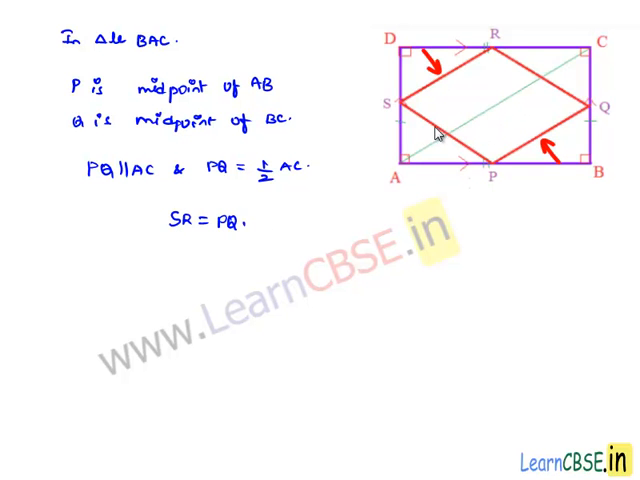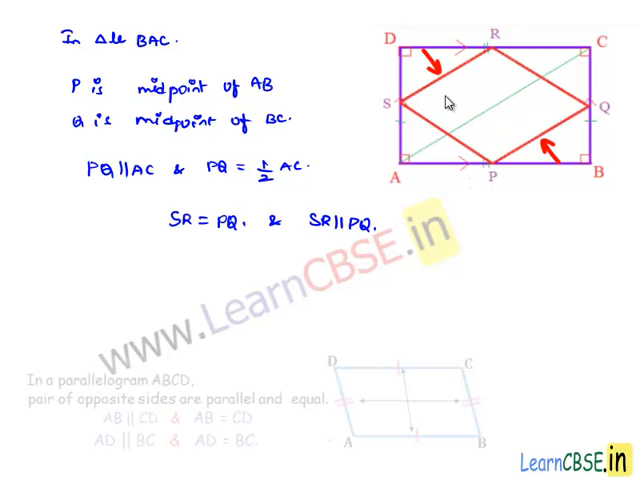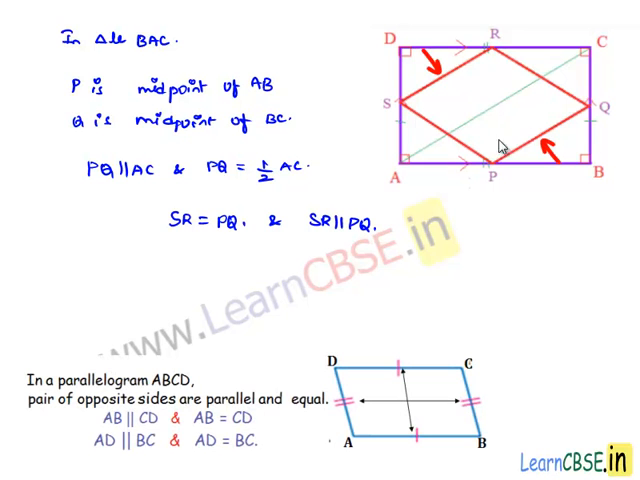Now in quadrilateral PQRS, two opposite sides are equal, and here we get another condition, that SR is also parallel to PQ. Now in quadrilateral PQRS, we got the condition that opposite sides are parallel and equal. So we can say PQRS is a parallelogram.